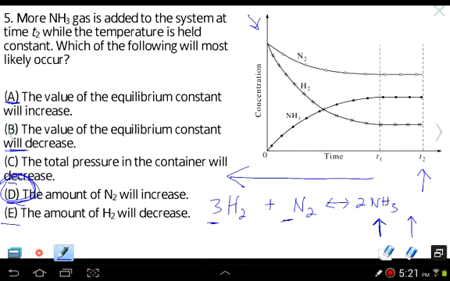Now, the other answers here, the value of the equilibrium constant increases, the value of the equilibrium constant decreases. It turns out that the equilibrium constant stays the same. It's just that the amounts change, but the ratio of the products over the reactants remains the same. So the equilibrium constant does not change. It only changes when temperature changes.